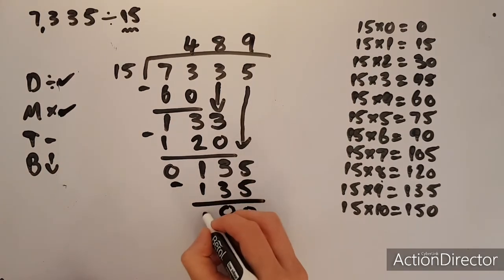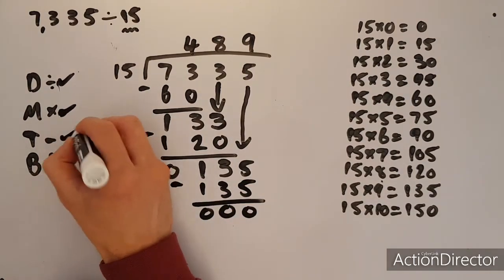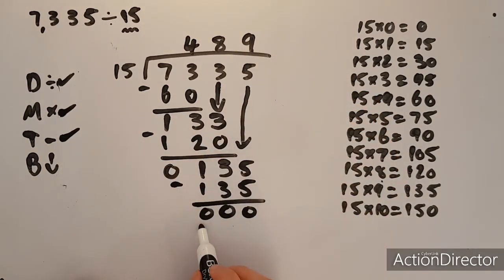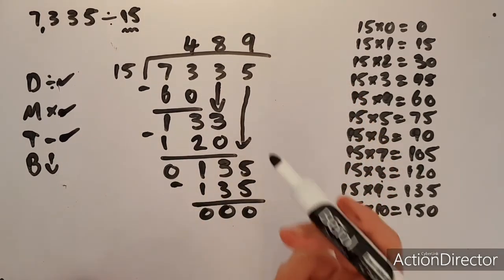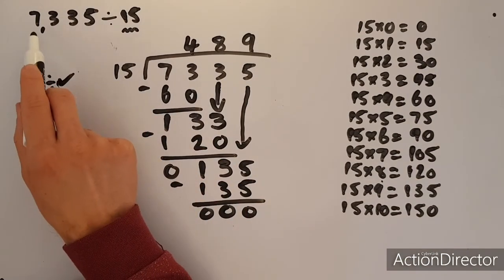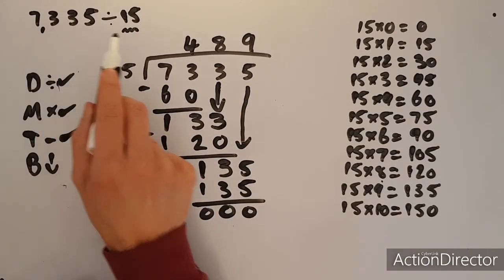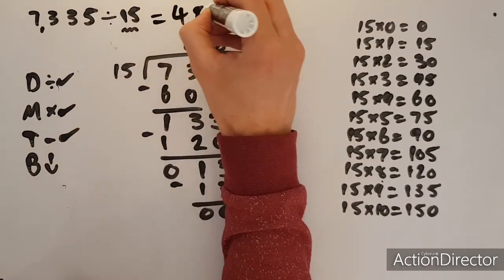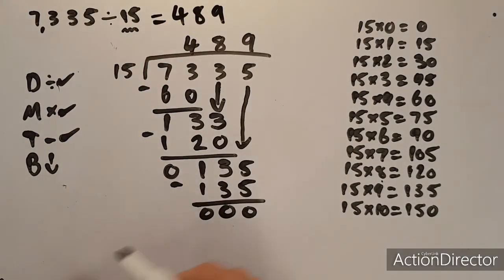And you'll see I've got all zeros at the end. And I don't need to bring anything down because there's nothing left here actually. And because I've got all zeros at the end, it means there's going to be no remainder. And if I've got all zeros at the end and I don't need to bring anything down, then I have come to the end of my calculation. And the answer to this, 7,335 divided by 15, is 489.